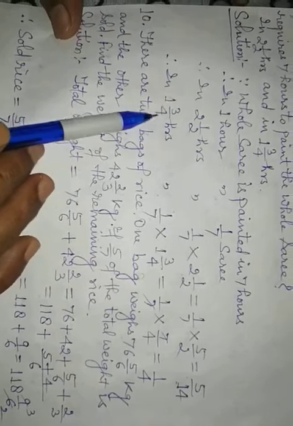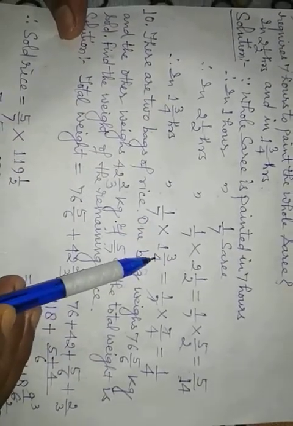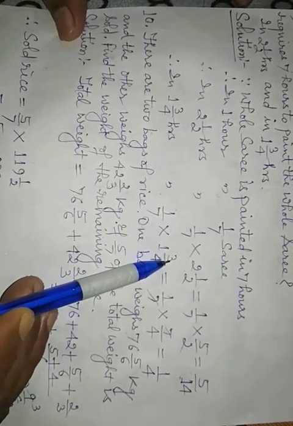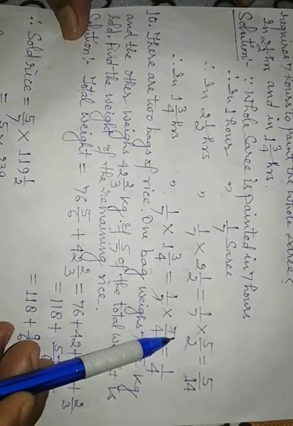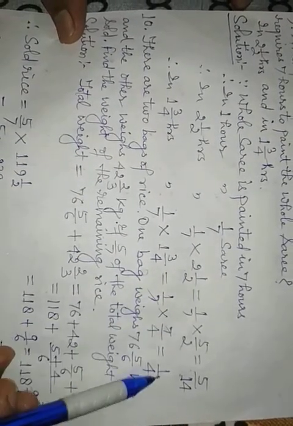So in 1 whole 3 by 4 hours, 1 by 7 into 1 whole 3 by 4. So 1 by 7 into 4 ones are 4 plus 3, 7 by 4. So this 7 and this 7 will cancel. You will get 1 upon 4.